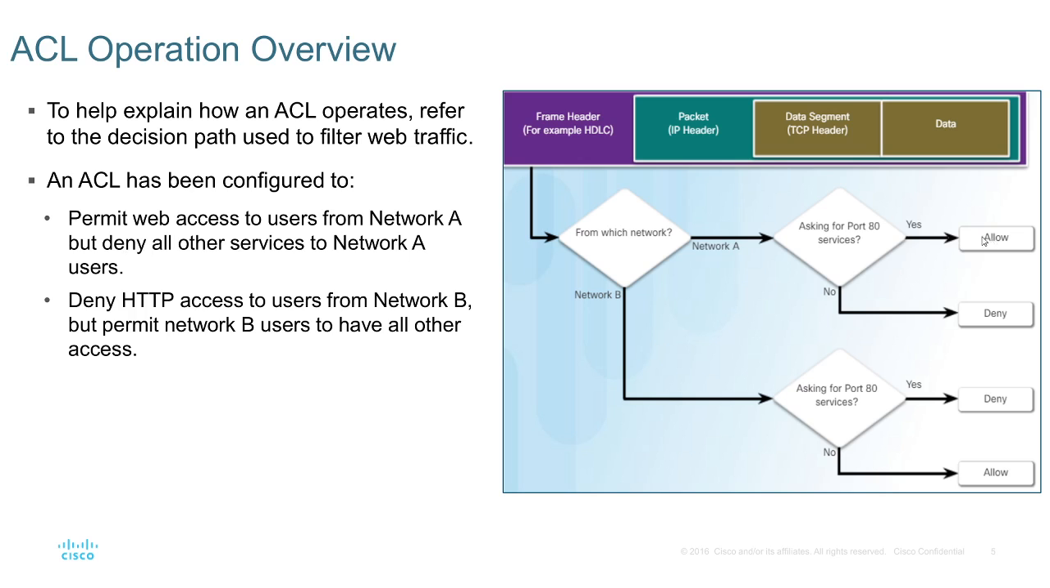we have denied all other services for network A users. If it is for port 80, it is allowed, everything else is denied. Whereas for network B, port 80 is denied, everything else is allowed. So in these two different networks, we are allowing and denying two different things. That is essentially what we can do with access control lists.